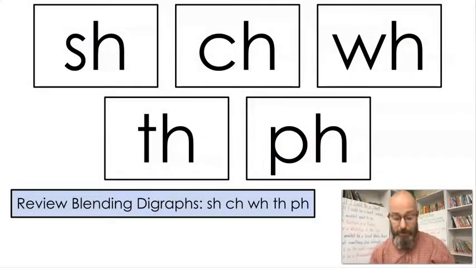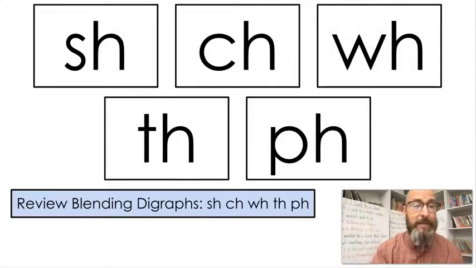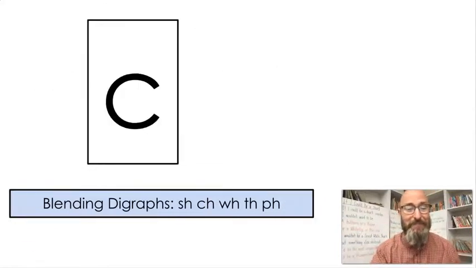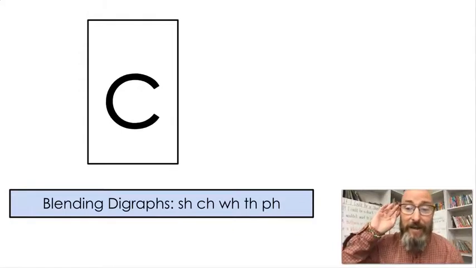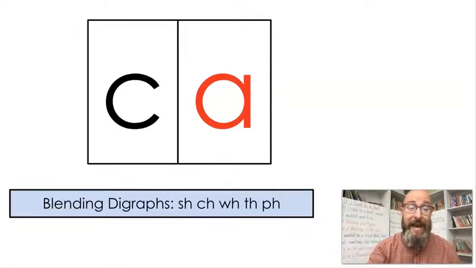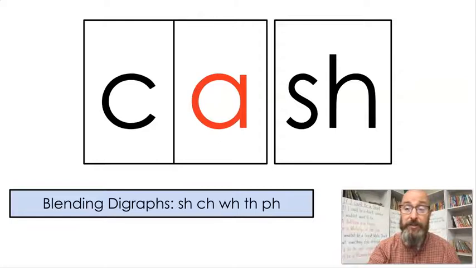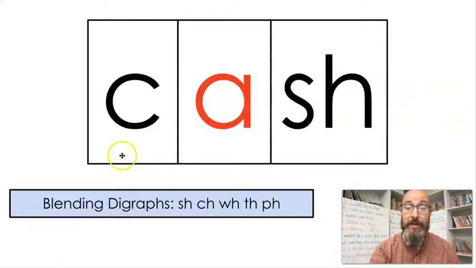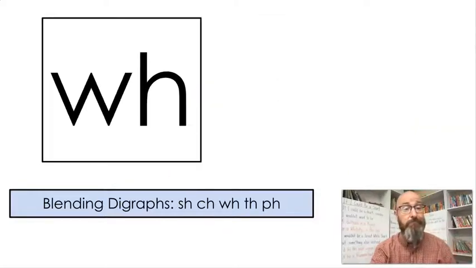Thank you for practicing those with me. Now let's practice blending a few words that have those at the beginning or the end. Let's go ahead and get started. Sound, k. Sound, ash. Put that together. Cash. I wish I had some more cash in my wallet.